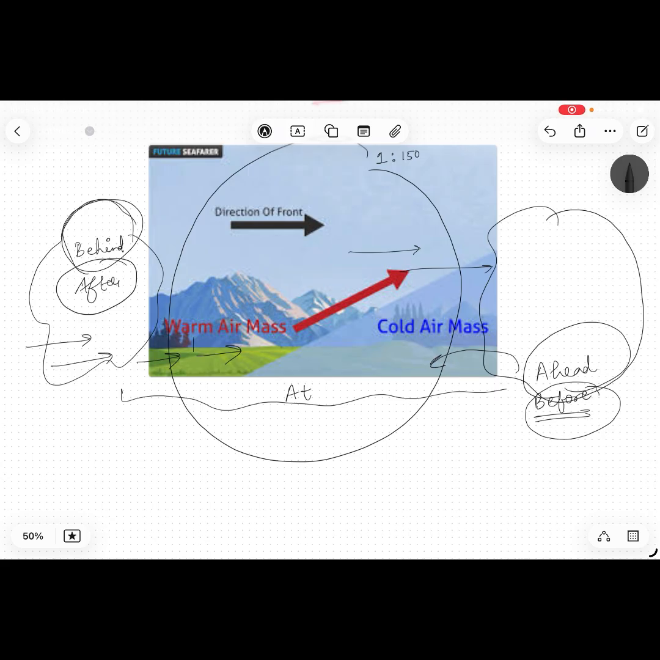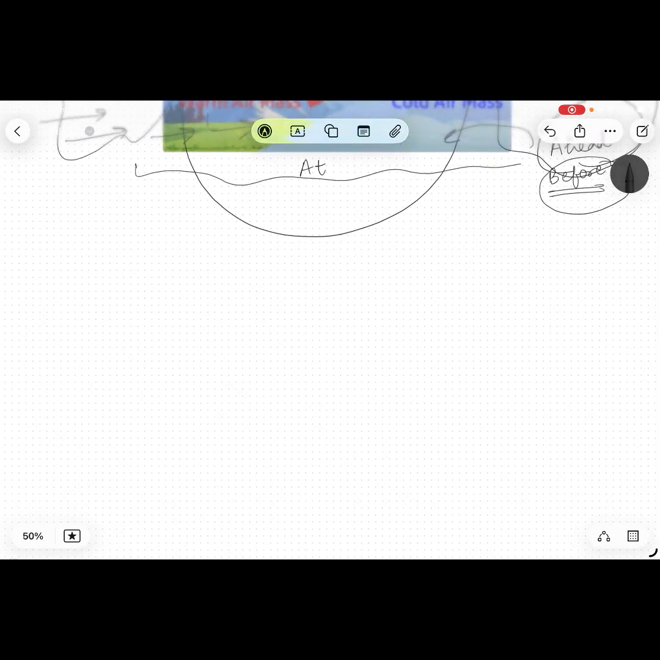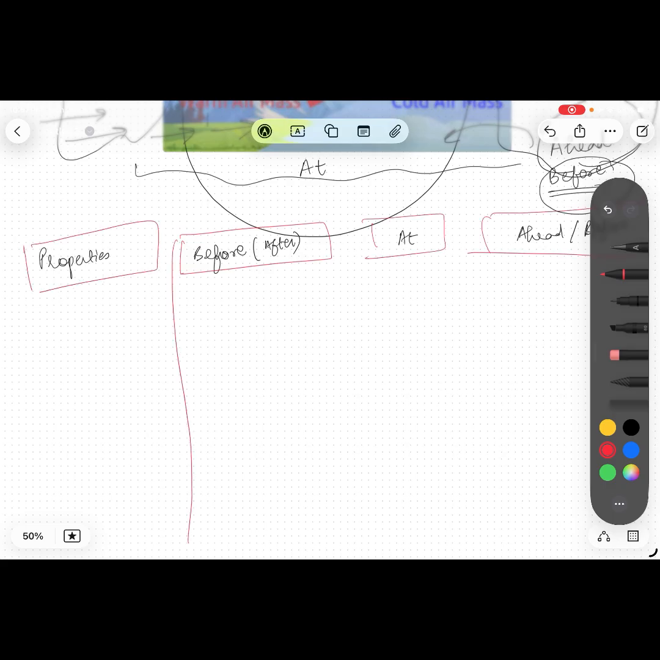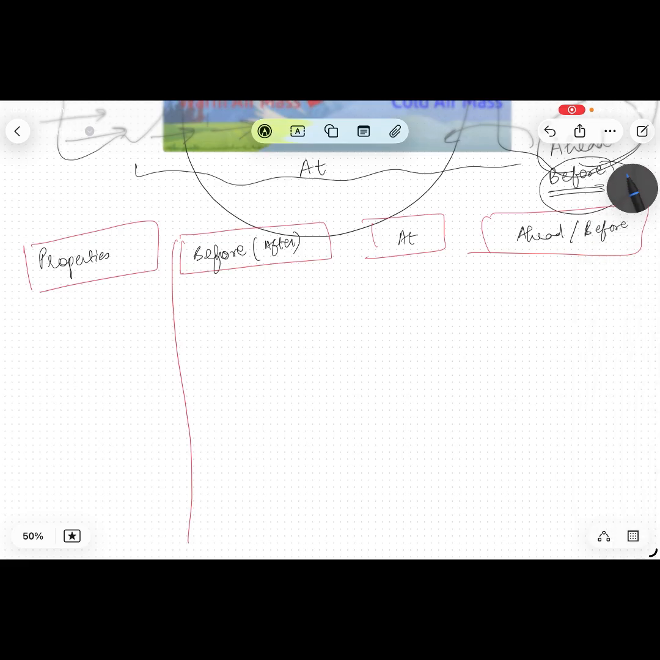They are very important. And now we are going to make a table based on it. So we are going to talk about the properties that are there. We are going to talk about before, or you could say after, like I just explained. Then there is something at the front, and then there is something ahead, or you could say before. Okay, so these pointers are really important. These terms that I'm using are very important: what is at, what is ahead, and all of that. Okay, properties. Now we have to talk about what the properties are.